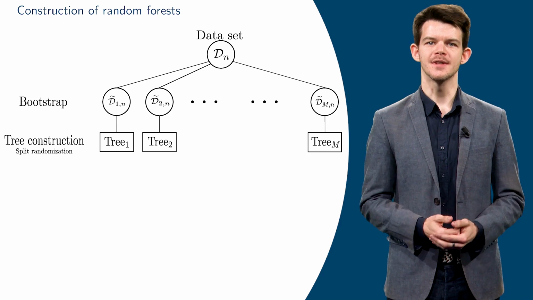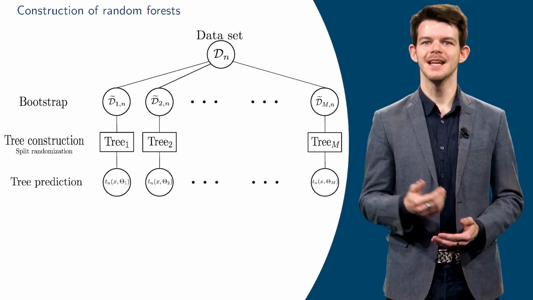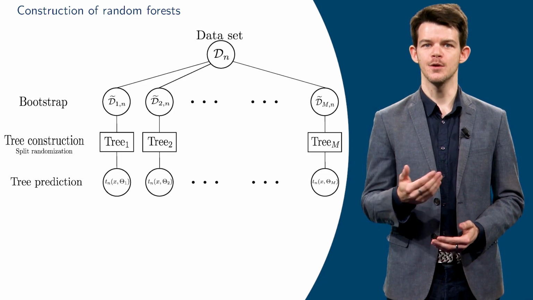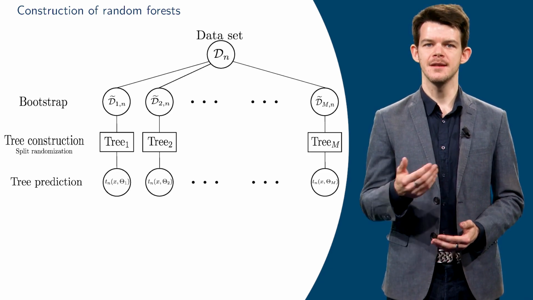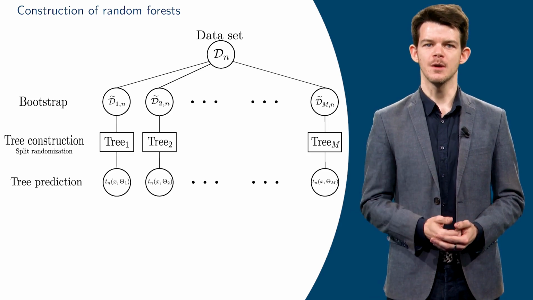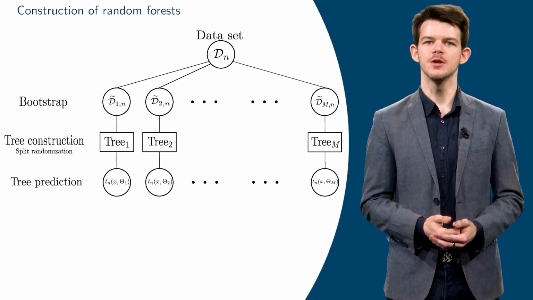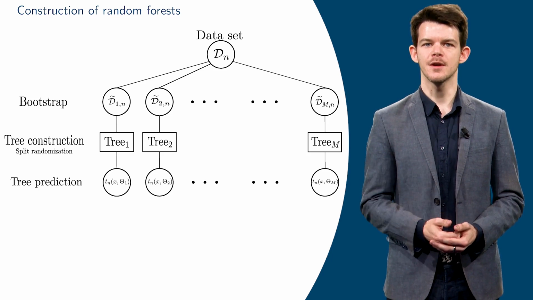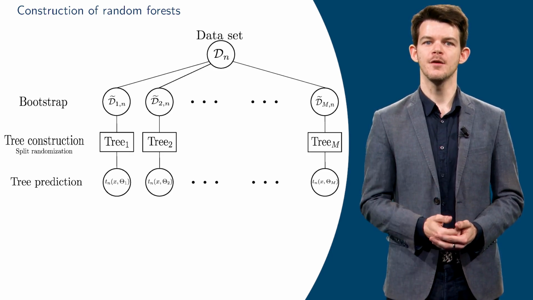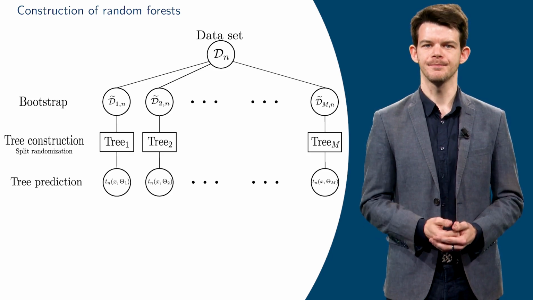For a new entry point x, each tree provides a prediction noted T_n(x, theta_1) for the first tree up to T_n(x, theta_m) for the m-th tree. Here, the random variable theta_1 represents the randomness used in the construction of tree 1, i.e. the randomness corresponding to both the creation of the bootstrap dataset and the randomization of the cuts within all the cells of the tree. It is therefore a high-dimensional random variable.